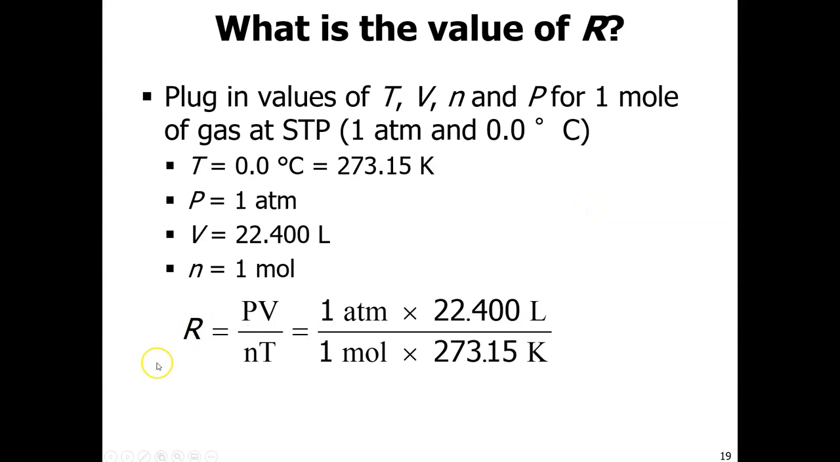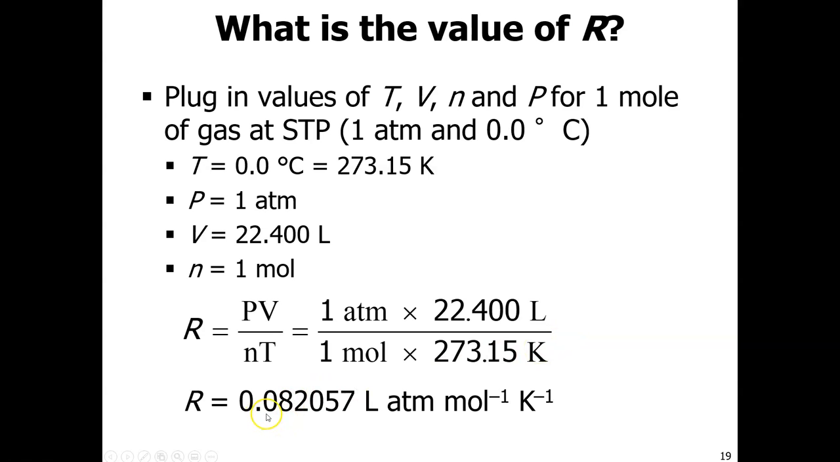We're going to rearrange PV equals nRT so we're solving for R. The pressure is 1 atmosphere, the volume is 22.4 liters, the amount is 1 mole, and the temperature is 273.15 Kelvin. That R is going to be 0.082057 liters atmospheres per mole per Kelvin. And that's the constant that we can plug in to solve these equations.